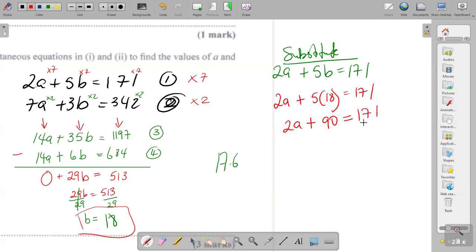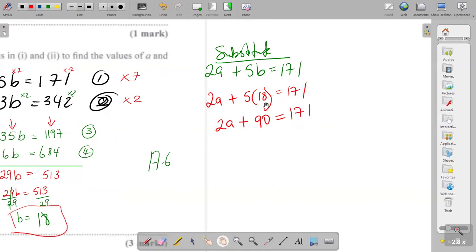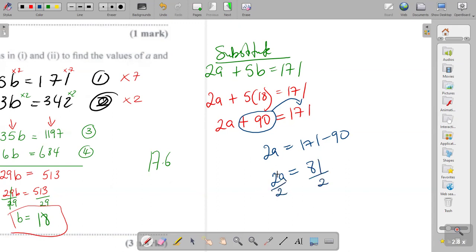So let's see. And then we want to find A, right? So let's transpose. So that means let's carry over plus 90. So we're going to get 2A is equal to 171 minus 90. How much is that? About 81. Divide by 2. So this is going to give me A is equal to what? About 40.5. And if you round that 40.5, that's what, 41?